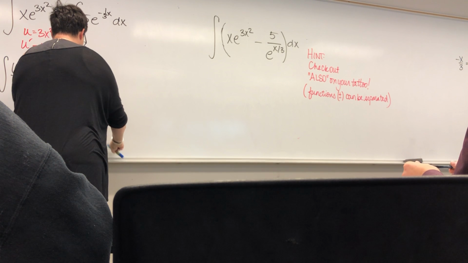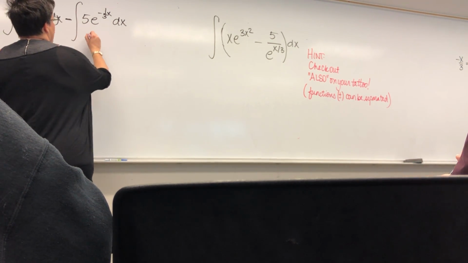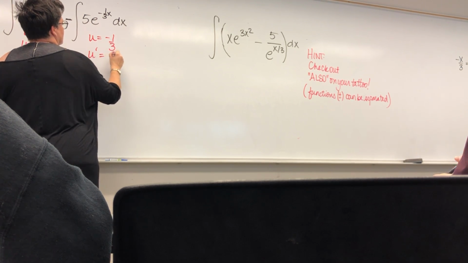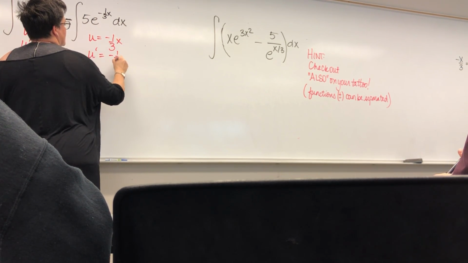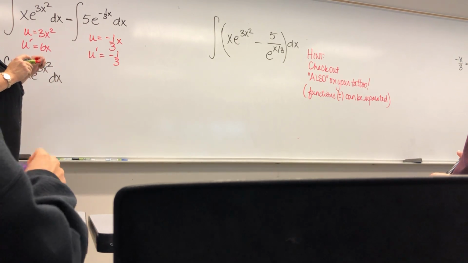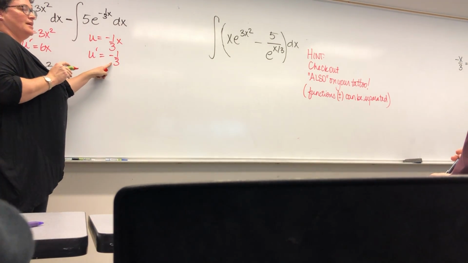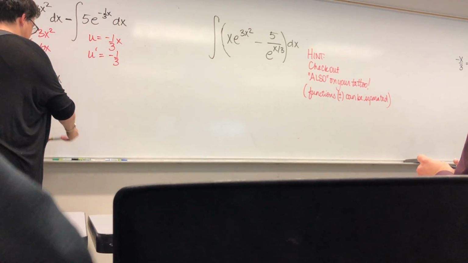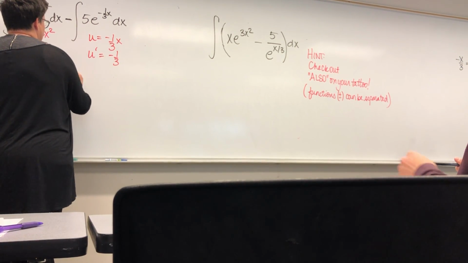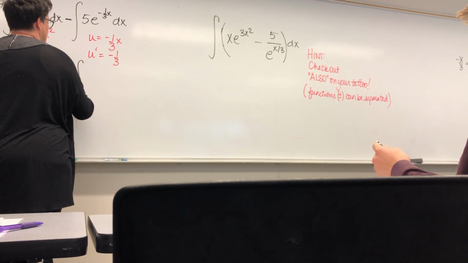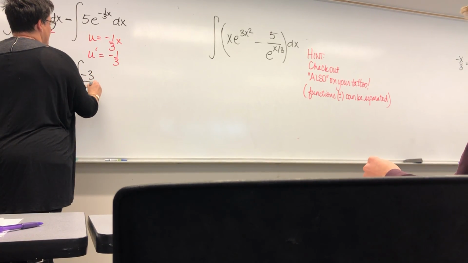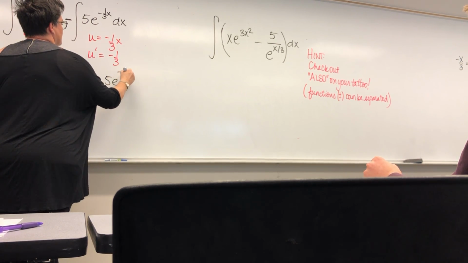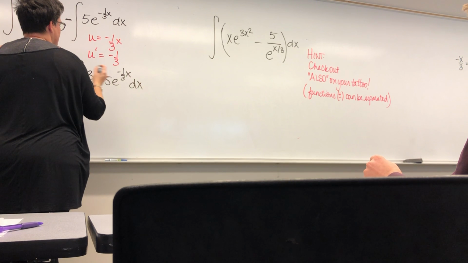What's my u? What's my u prime? Negative 1/3. So I need a negative sign and I need a 3. I don't care that it's a 3 on the denominator. So here's what I'm gonna multiply and divide by. My negative comes down, integral of -3 over -3 times 5e to the -1/3 x with respect to x.